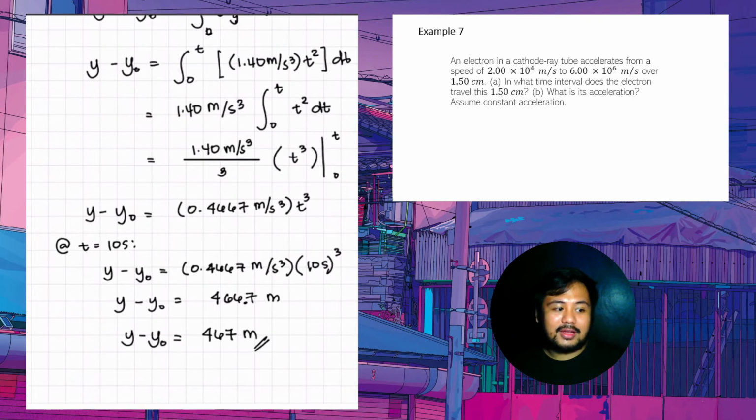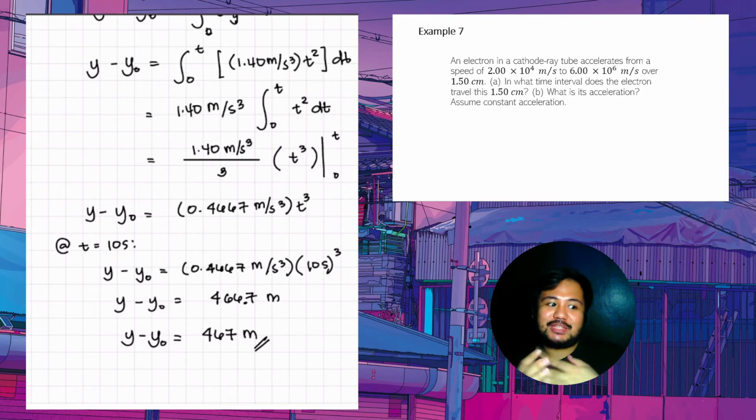An electron in a cathode ray tube accelerates from a speed of 2.00 times 10 raised to 4 meters per second to 6 times 10 raised to 6 meters per second over a distance of 1.50 cm. In what time interval does the electron travel this distance of 1.50 cm? What is its acceleration? And then assume that it is under constant acceleration.